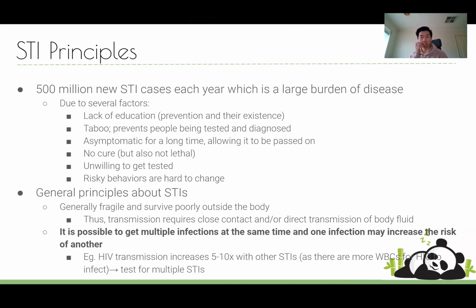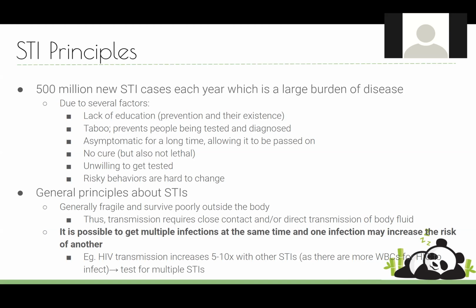Okay, so this is just a slide that's kind of a general principles area. They are very common for a variety of different reasons. A lot of them you can probably imagine yourself: lack of education, taboo. They're asymptomatic, which is an interesting point, but also an important point because it can lead to complications later down the line. They generally don't have a cure, but they are, for the large part, not lethal, which is good. People are unwilling to get tested and risky behaviors are sometimes hard to change. And as such, STIs are common.